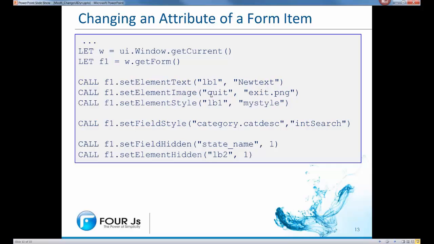I can change the image, so it's going to my quit button or my quit action view, and it's changing the image to exit.png. It's expected that it will find this image when it looks down my image path directory according to what I set up in that environment variable. Under my element style, it's going to change the style assigned to this LB1, and it's going to give it a style of my style.